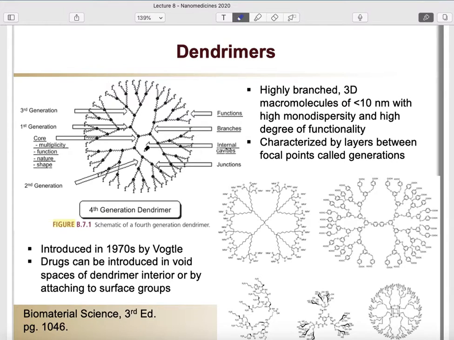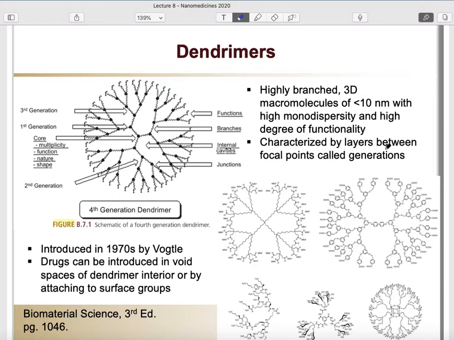They have high functionality in that each of the terminal groups here would typically be a functional group, like an amino or a carboxylic acid. And that can be of benefit because it enables you to then do chemistry to attach other agents to it, like a targeting agent or a drug. But it can also be problematic. It can lead to significant cytotoxicity.